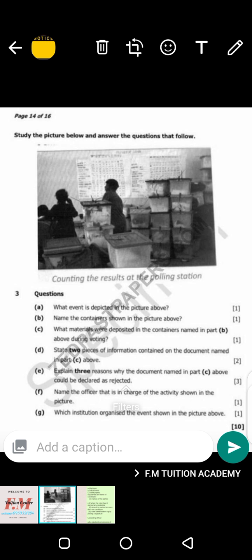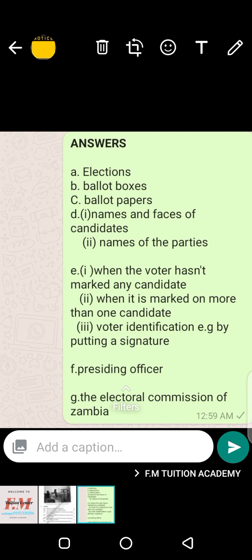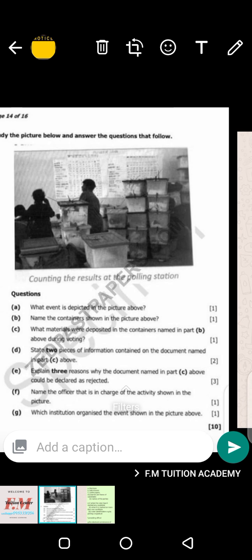The next question is question B. Name the containers shown in the picture above. These containers that you are seeing are called ballot boxes. So those containers are called ballot boxes, and it is written here. The answer for B is ballot boxes.